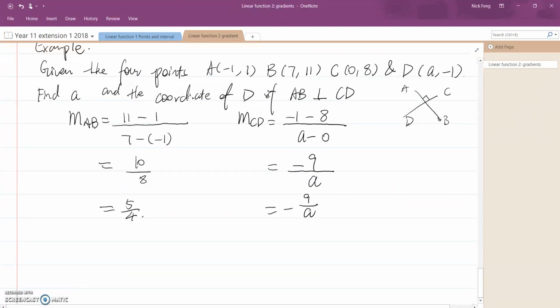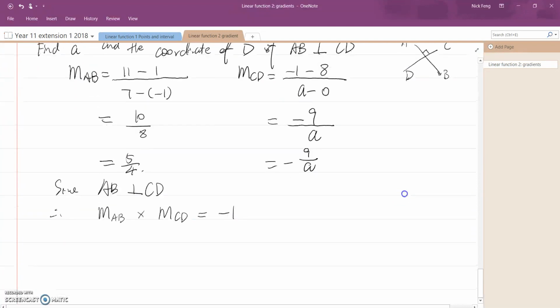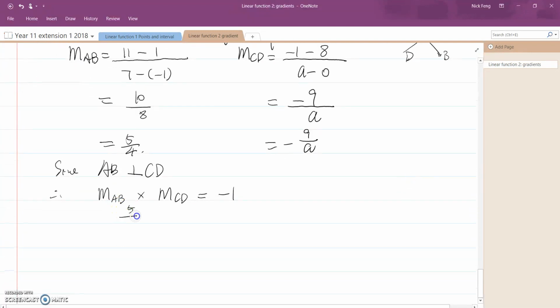So, since they are perpendicular, since AB is perpendicular to CD, which is given in this case, the two gradients multiplied together should equal -1. Now we'll just put them together. Therefore, 5 on 4 multiplied by -9 on A equals -1. So the negatives cancel each other out. We have 45 over 4A equals 1. So therefore, A equals 45 on 4.